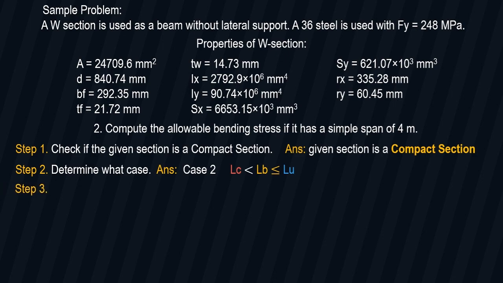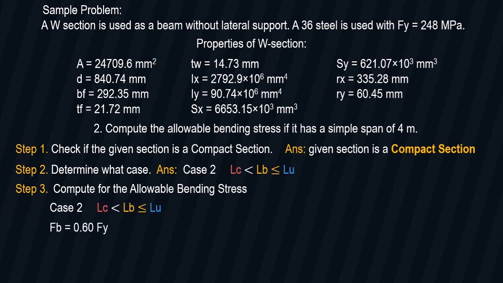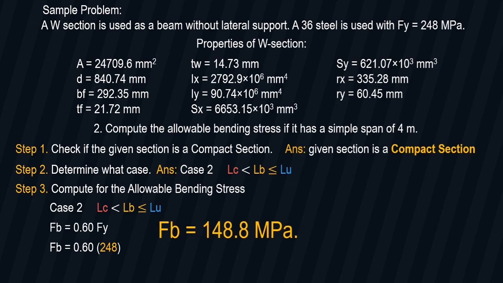So step number 3, computing for the allowable bending stress. Since we are dealing with case 2, the value of the allowable bending stress is 0.6 Fy. So the value, therefore, simplifying, is 148.8 megapascal. That's the value of Fb for number 2.